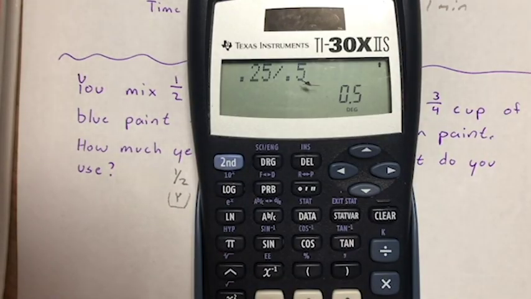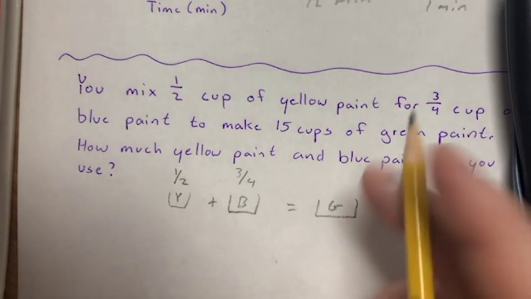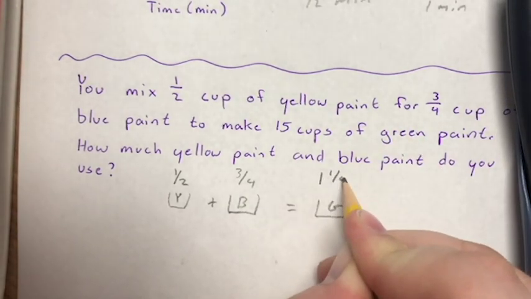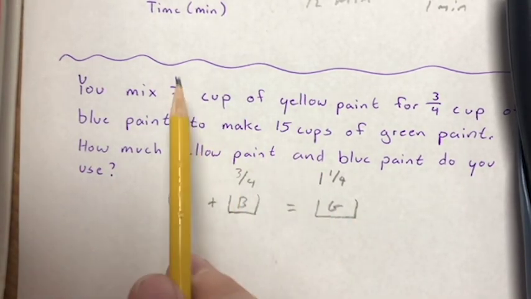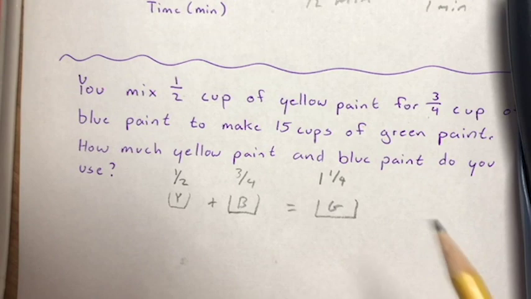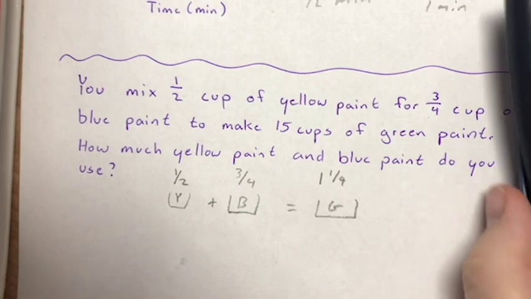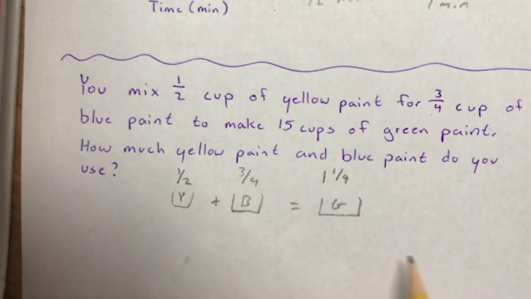I can say 1/2 plus 3/4 gives me 1 1/4. Gives me 1 1/4 cup. All right. So I just found out how many cups of green I make by using this recipe. But the problem is I don't want 1 1/4 cup. I need 15 cups. So the best thing for me to do is to do two things.